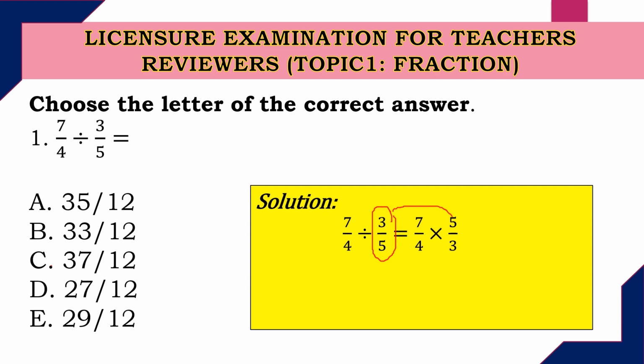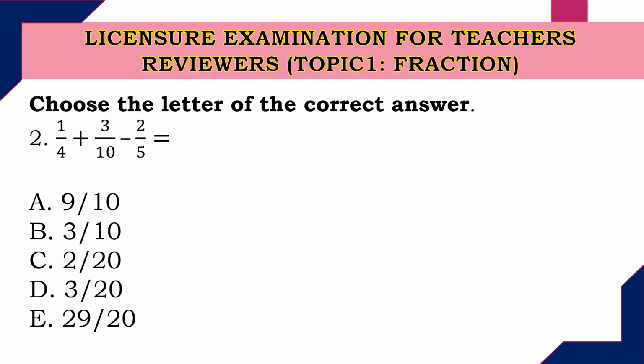Now, let us multiply 7/4 and 5 over 3. So, 7 times 5 is 35 and 4 times 3 is 12. Make sure that our final answer is in simplest form. Since 35 over 12 is in simplest form, this is our final answer. So, the quotient is 35 over 12.